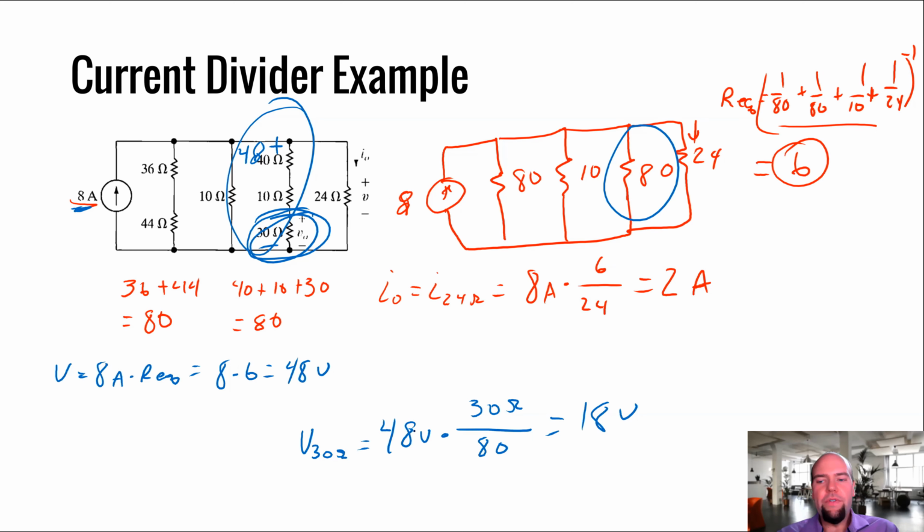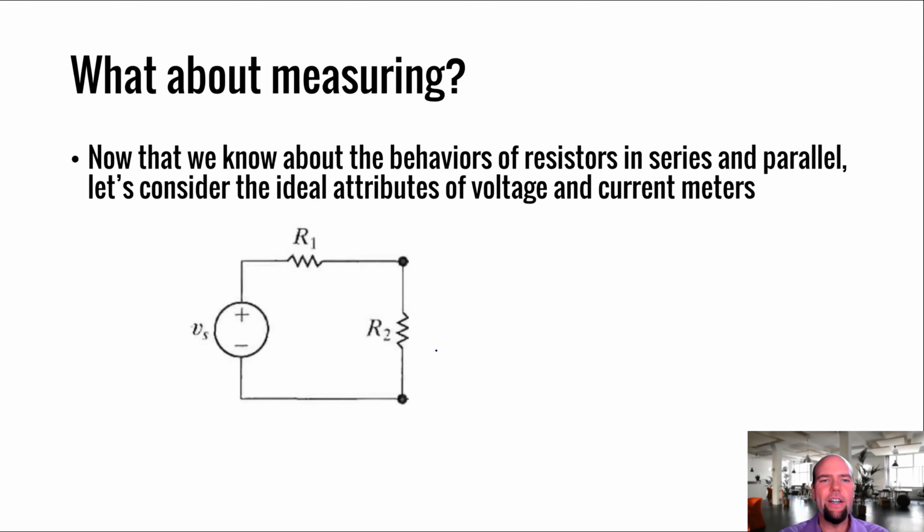Now that we've talked a lot about resistors in parallel and resistors in series, and the effect of combining them, let's get down to brass tacks and talk about measurement. When you're measuring a current or a voltage, you have to have a meter, and the meter basically has to be able to feel the particular quantity you're measuring.